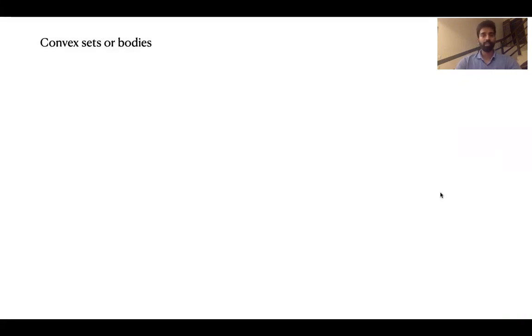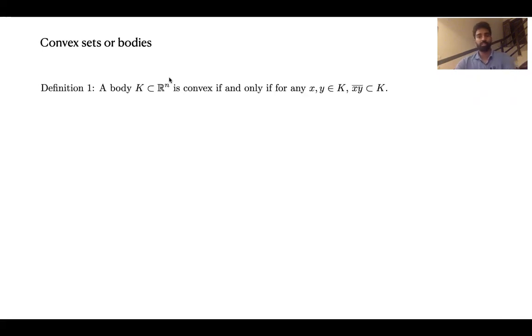Let me start off by defining what convex sets are. Before that, throughout this talk, I'll be using bodies for compact sets. So whenever I say body, I mean a compact set. And the most common definition of convexity is: a body is convex if any 2 points you take in the body, the line joining those 2 points lies completely inside the body.